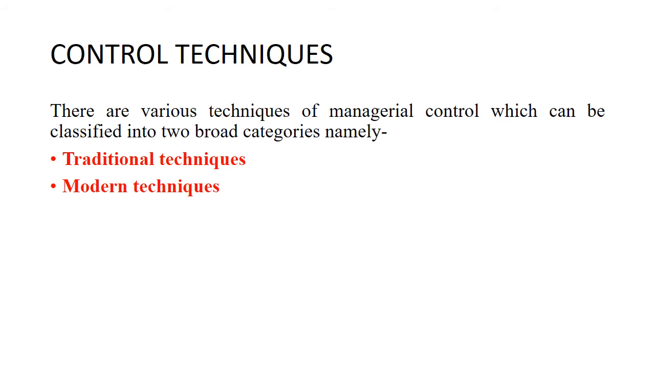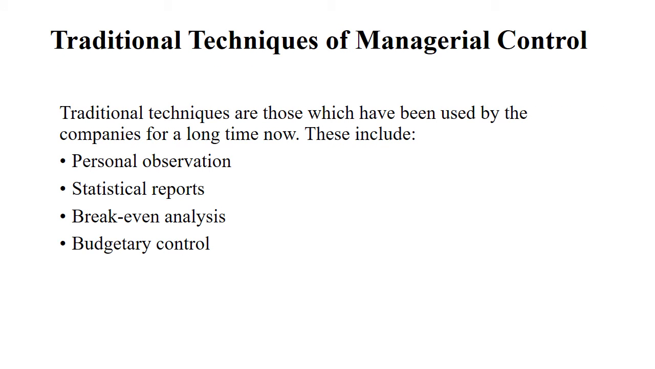Next, we are moving on to the topic of control techniques. There are mainly two types of control techniques: traditional and modern. Traditional techniques have been used by companies for a long time, and these include personal observation, statistical reports, break-even analysis, and budgetary control. So what exactly is personal observation?